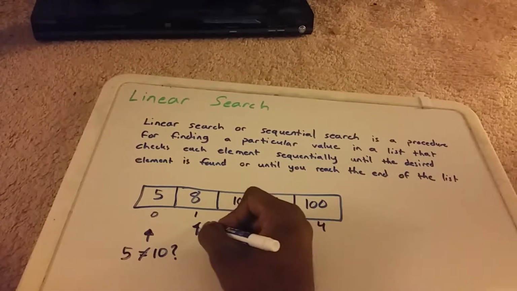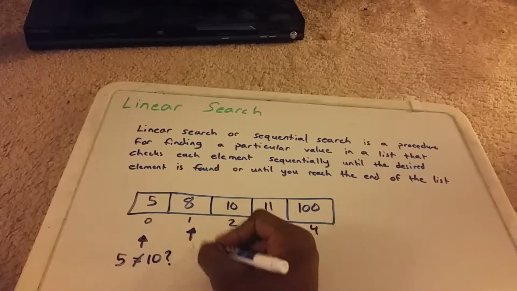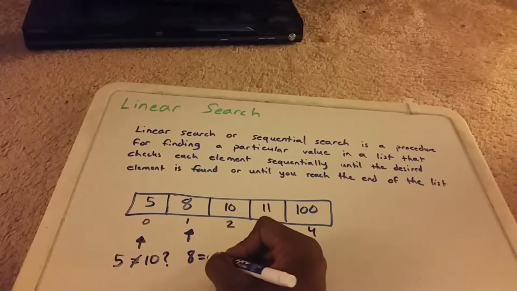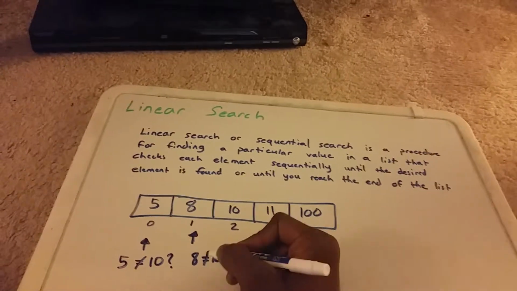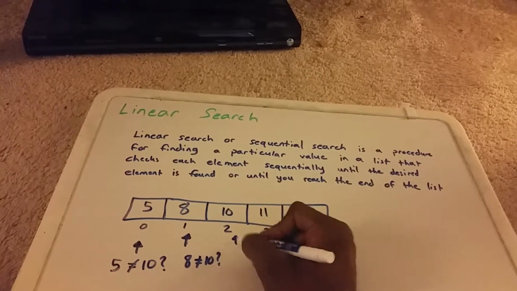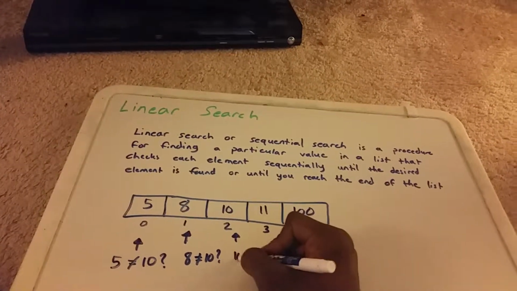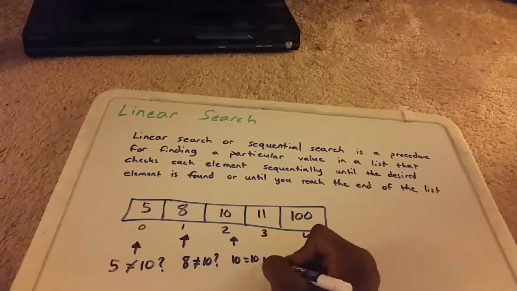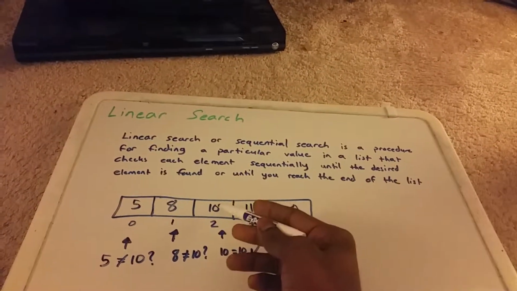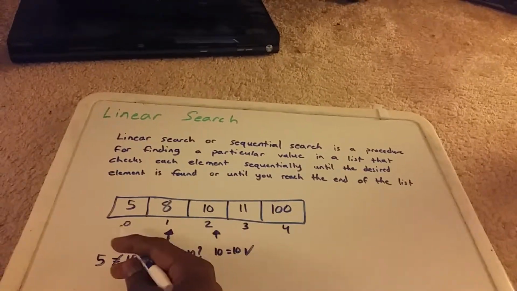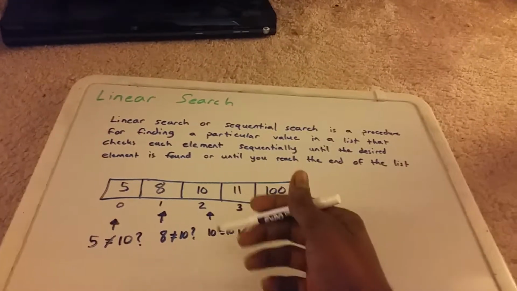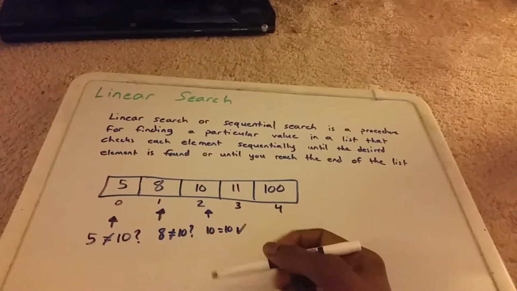So it moves here to index 1, and it looks at the element in index 1. It sees 8. It says, does 8 equal 10? No. Then it moves on. It goes to index 2, where it finds element 10, and it says, does 10 equal 10? Yes, 10 equals 10. So now I found the number 10 at position 2 of this list, and so now the search algorithm can stop.